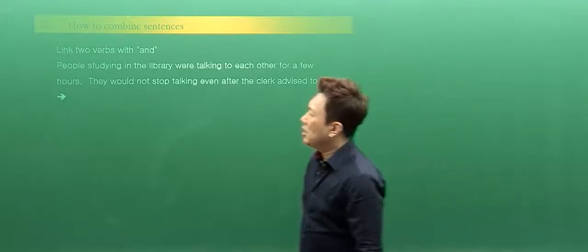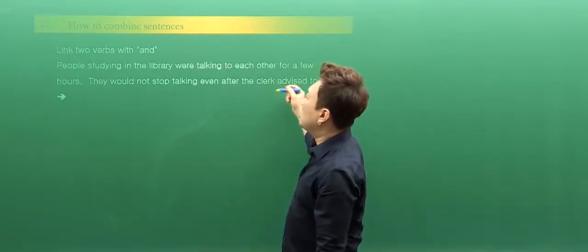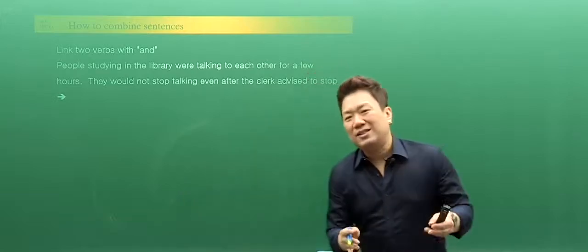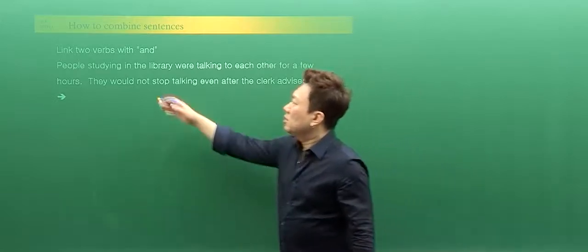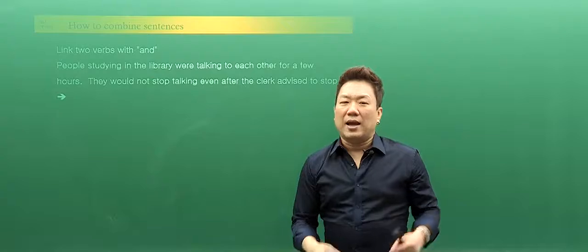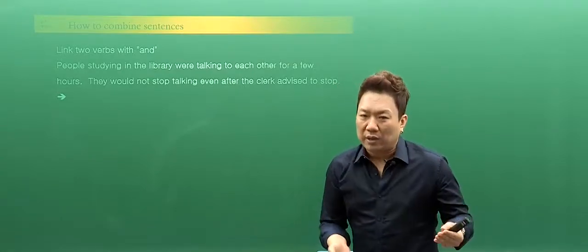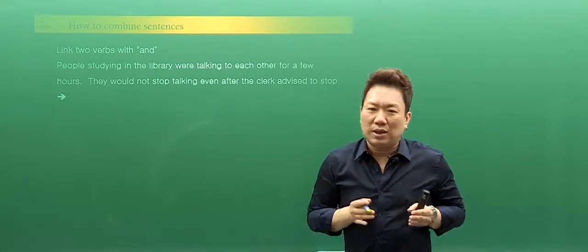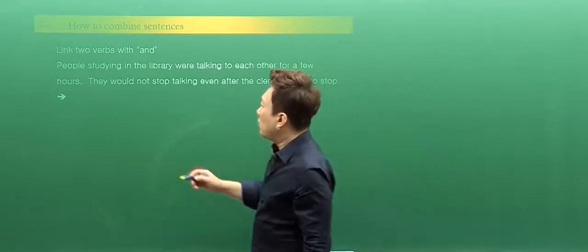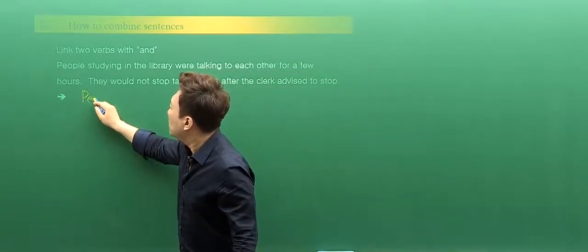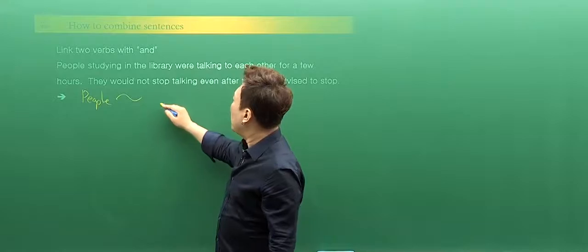So here you go. How do I combine this one? Yes, people studying in the library were talking to each other for a few hours, because this is chronological order. This one and this one, then you may use the "and." Or else, the idea of using "and" is not such a good idea, okay? However, in this case, it's okay. People blah, blah, blah, hours.